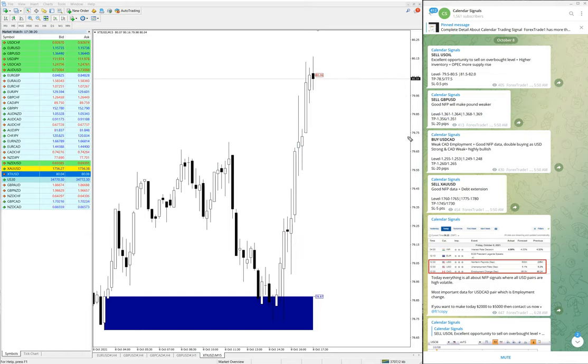So today we have given sell USOIL, sell GBP, buy USDCAD and sell XAUUSD, which is sell gold. We made a 1.1 point profit on USOIL, a 40 pips gain on sell GBP, and a 20 pips loss on USDCAD. On XAUUSD we had a first entry loss, and from the second entry we made a good profit of 20 points gain. So that is the performance of today's signals.